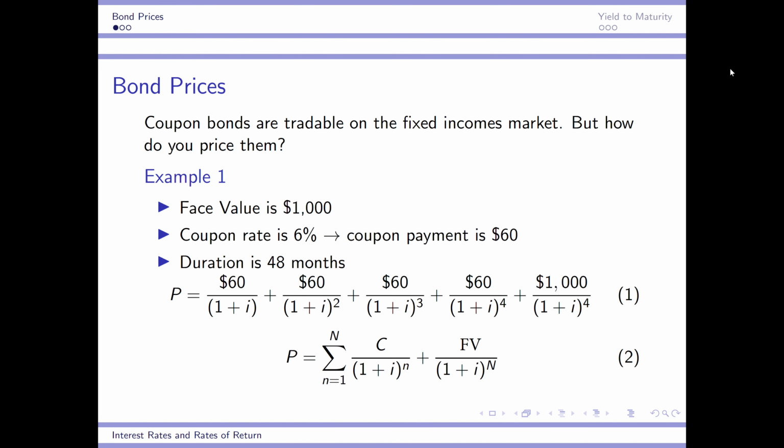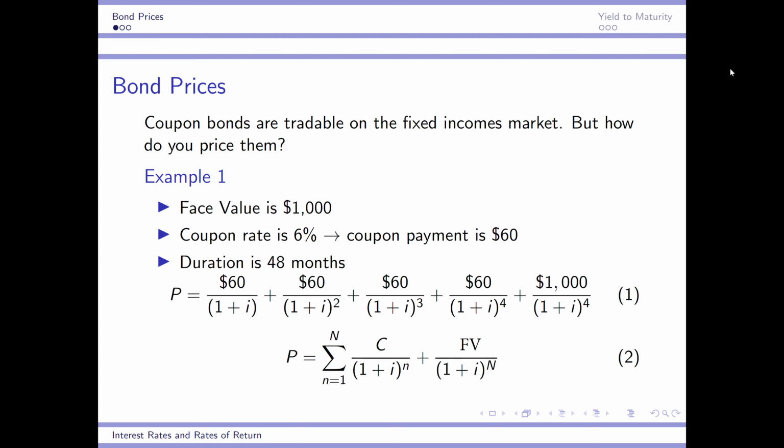And so, as we've talked about, coupon bonds, just like most other types of bonds, are tradable on the fixed income market. But they all have different structures, and so it's really difficult to compare them. So what we have to do is price them somehow. And we calculate the prices using this example below.